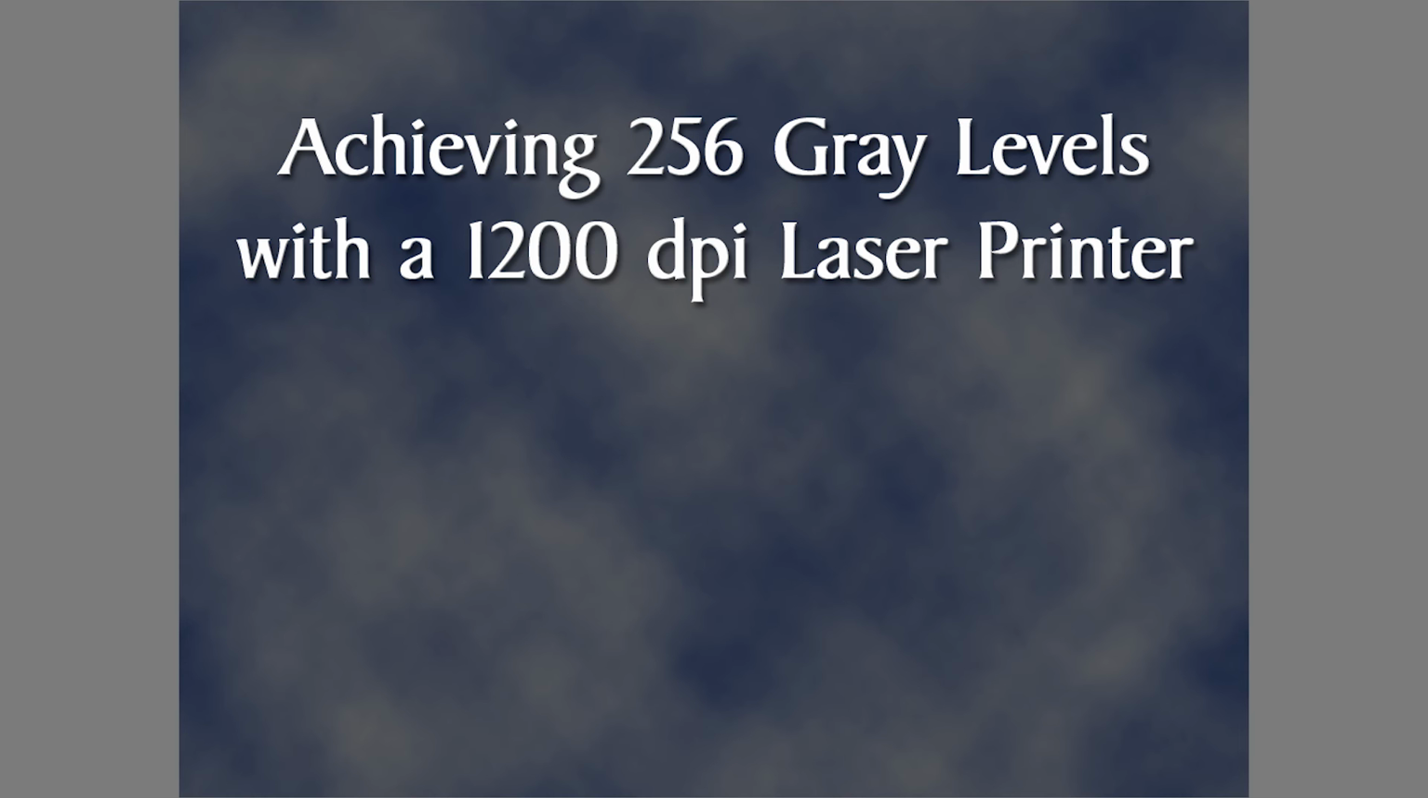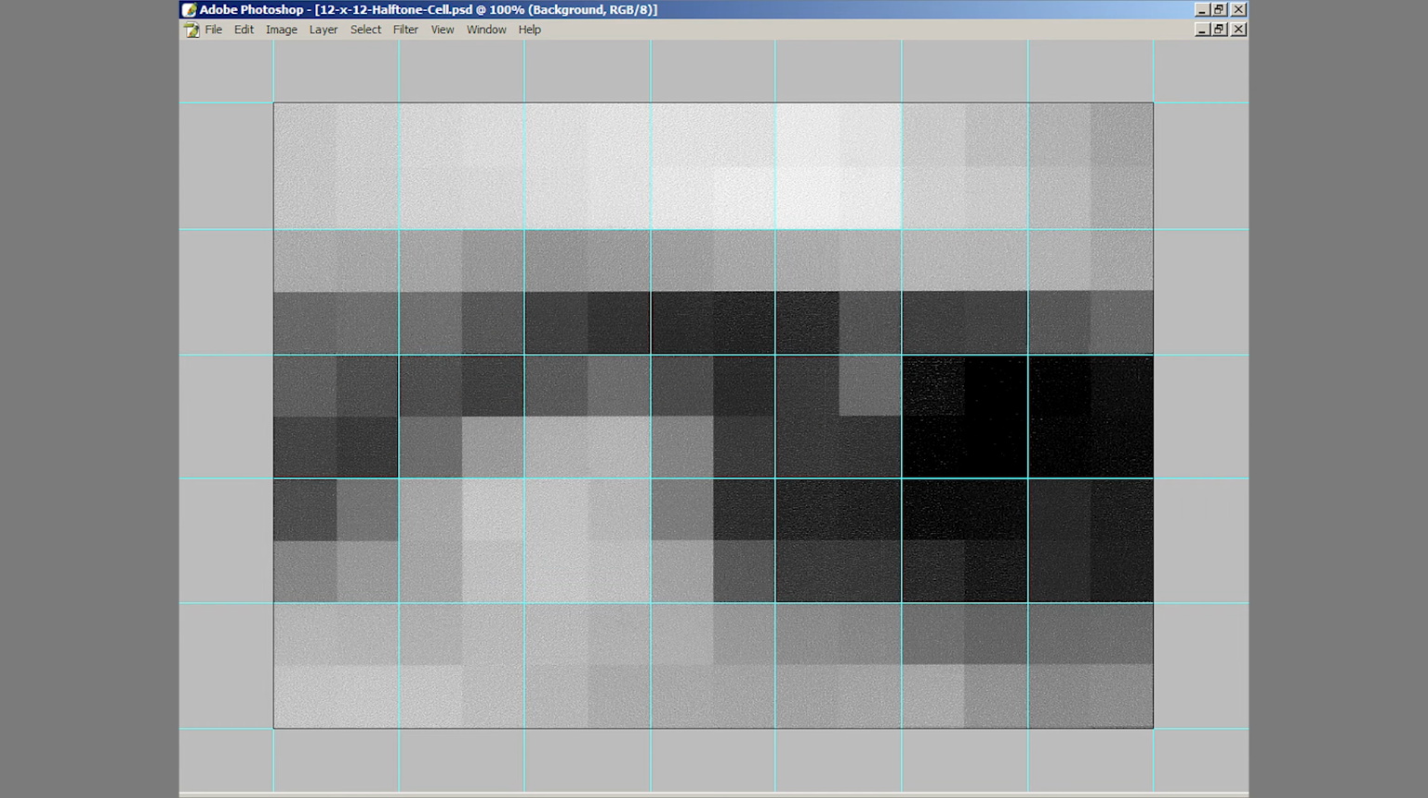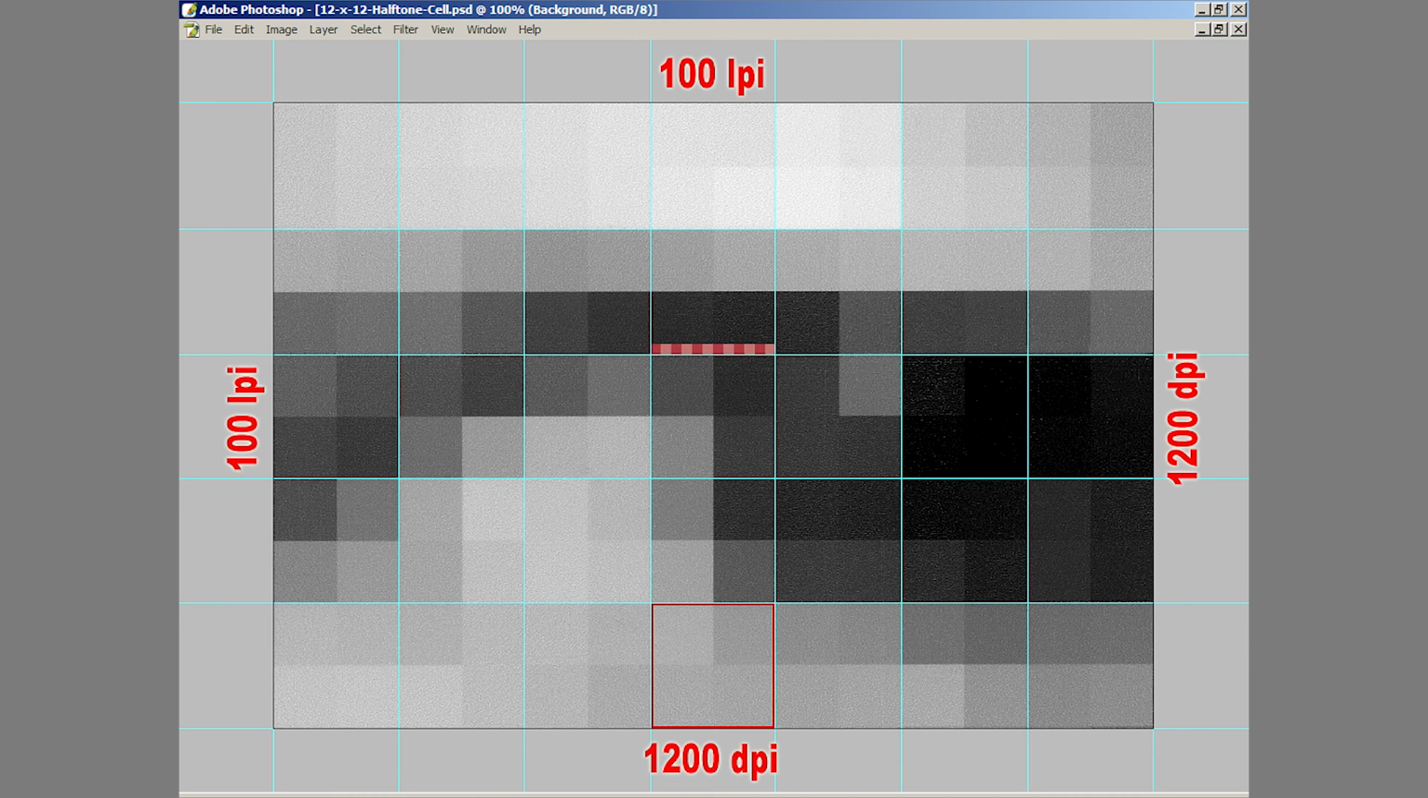Achieving 256 shades with a 1200 DPI laser printer. It's also possible to achieve 256 gray levels using only a 1200 DPI laser printer. To accomplish this, however, we need to reduce the number of lines per inch in our screen ruling. Here you see the original 100 LPI screen with each cell containing 4 pixels and measuring 12 dots wide by 12 dots high.